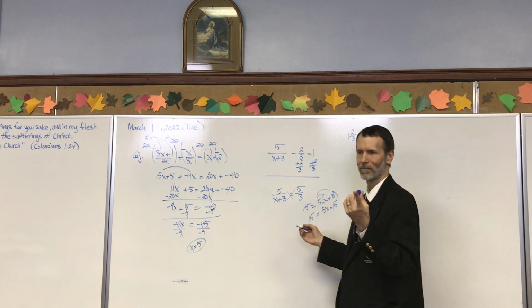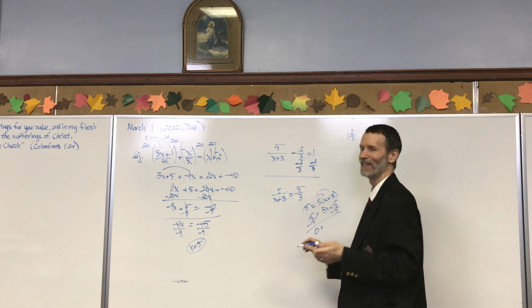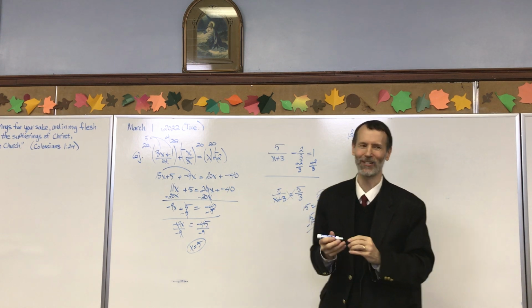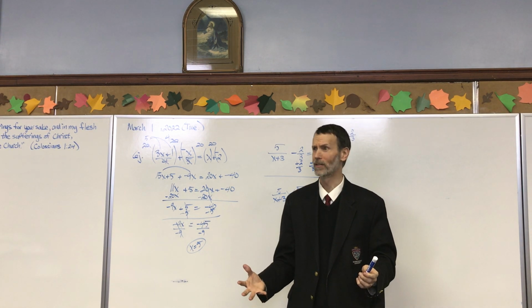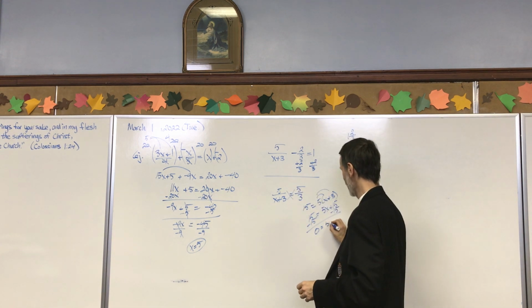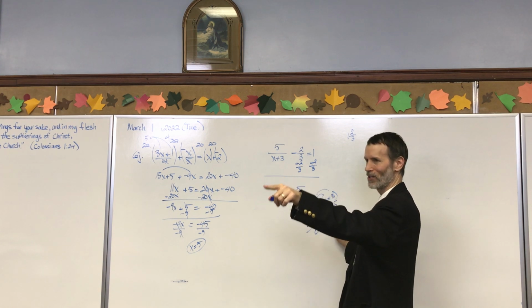Subtract 15. What do you get? 0. That does not mean you did anything wrong. There's a sort of anxiety reaction that says, I just got 0. Did I just do something wrong? Not necessarily. In this case, 5x equals 0. One more step. Divide by 5.